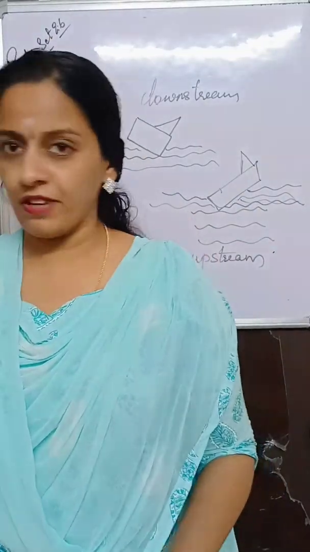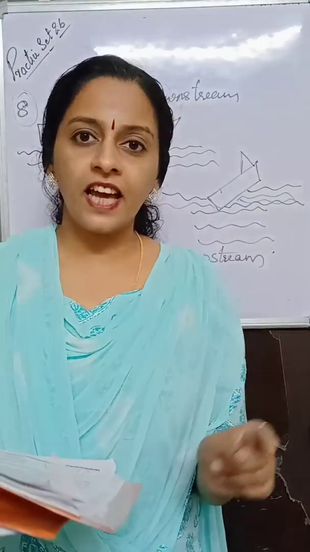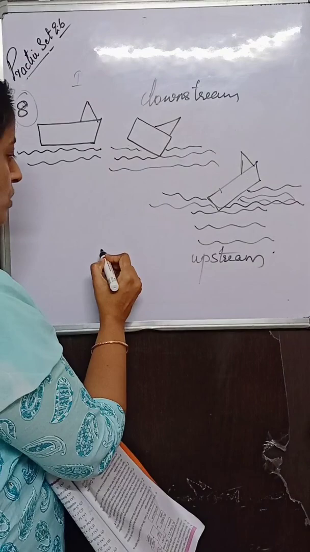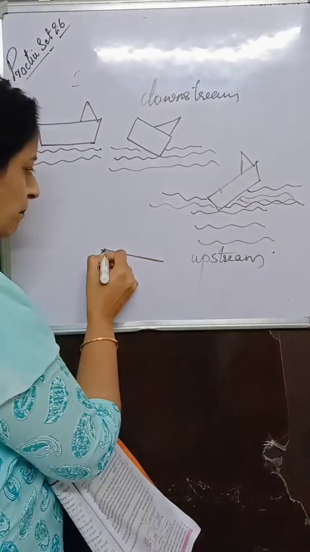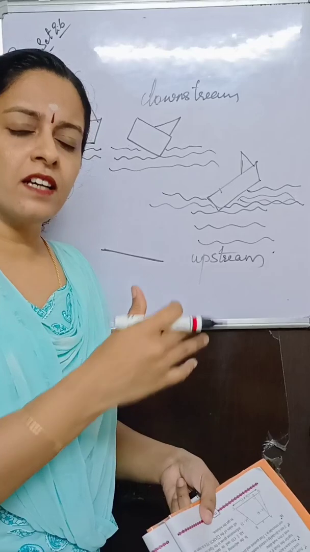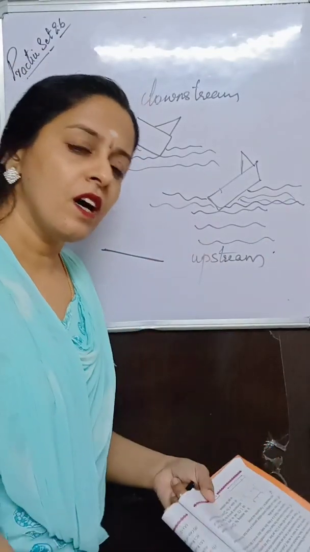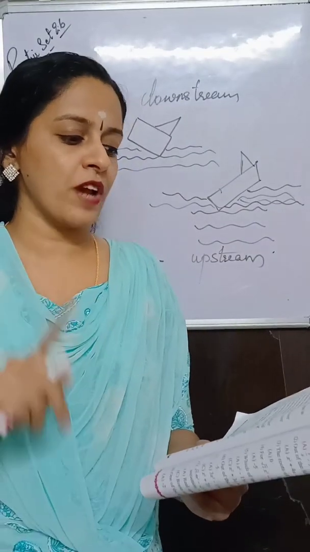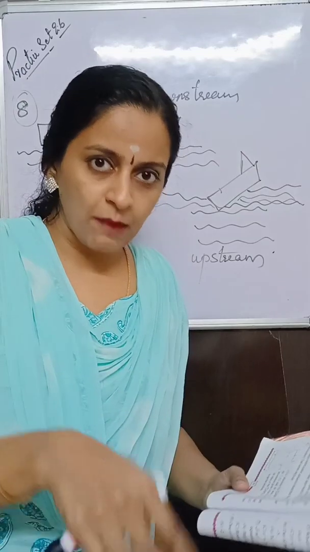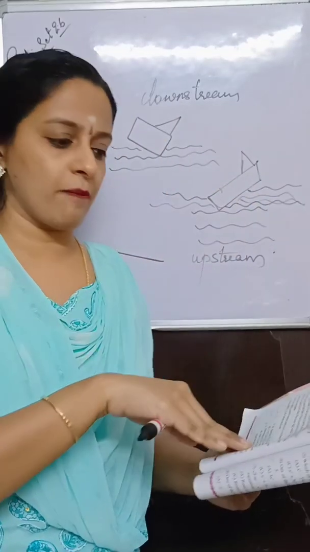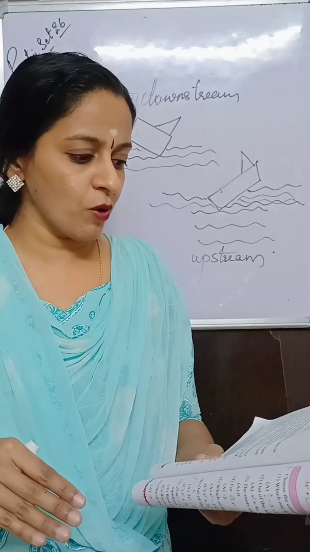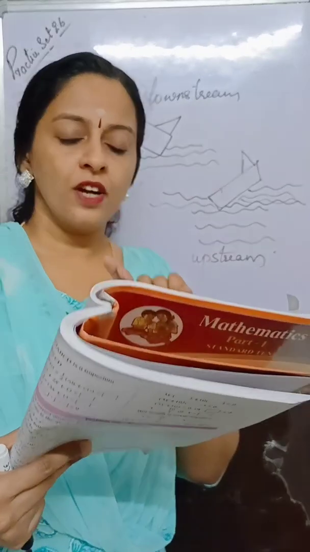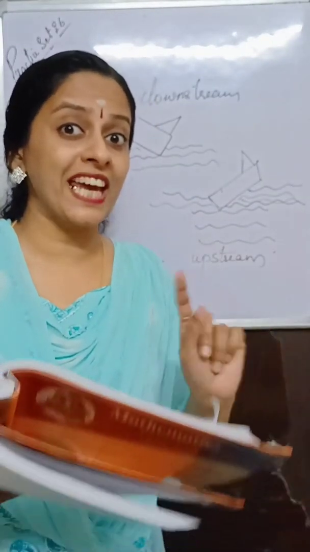Now, let me read the question further once again. Pratik takes 8 hours to travel 36 km downstream and then to return back to the same spot. So, the boat is going downstream 36 km, and coming back also 36 km. The speed of the boat in still water is given as 12 km per hour.